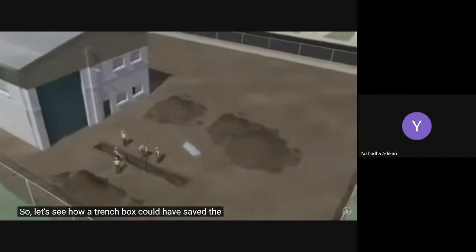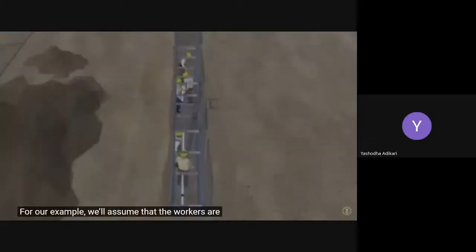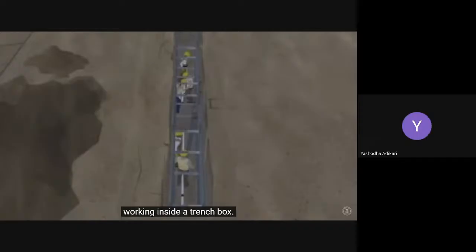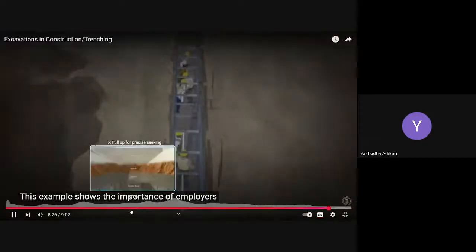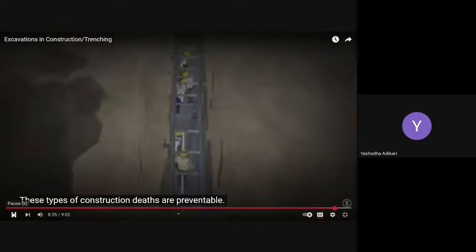So let's see how a trench box could have saved the workers that we saw at the beginning of the video. For our example, we'll assume that the workers are in a trench with type C soil and no sloping, but working inside a trench box. This time, as the workers lay the sewer pipe into the bottom of the trench, they are protected from any possible cave-ins. This example shows the importance of employers following OSHA's excavation standards to ensure that workers are provided with a safe workplace. These types of construction deaths are preventable.